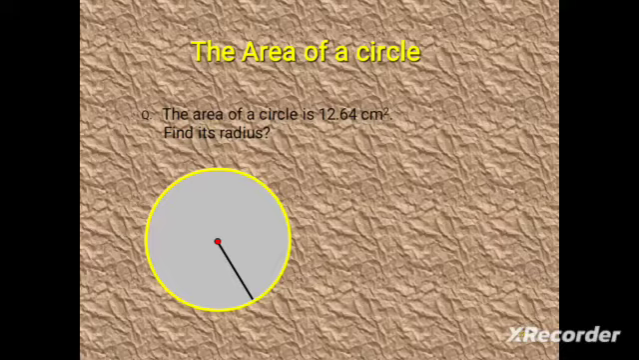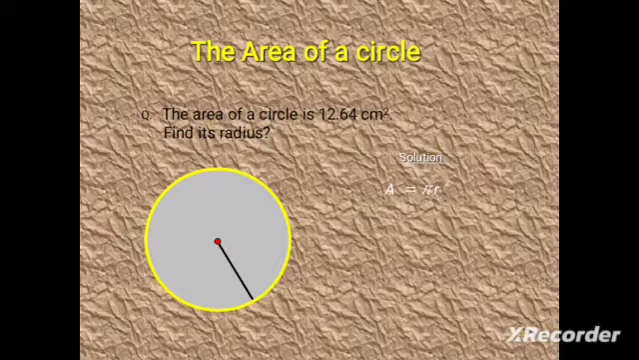The area of a circle is 12.64 square centimeters. Find its radius. So you realize that this question can be changed into different aspects depending on what they are asking. They can ask any other part of the circle, about the radius, diameter, and even the area. So in this question, they want us to find the radius of this circle with the area given as 12.64 square centimeters.